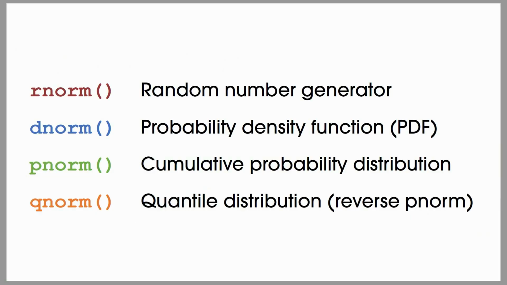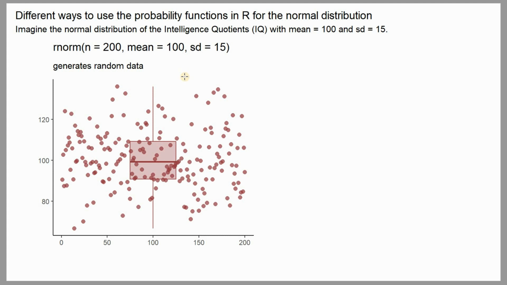In case this was too fast or not clear, here's an example. The intelligence quotient, or IQ, is centered around 100 and has a standard deviation of 15. With rnorm, I created 200 points that follow this distribution, which is summarized by a box plot, and here the box holds 50% of the points, which fall within a range of 90 to 110.